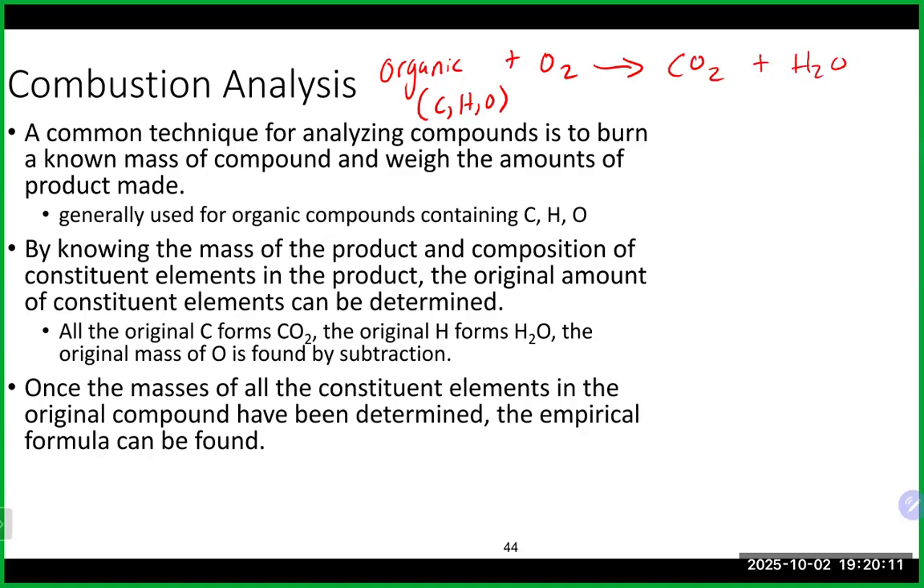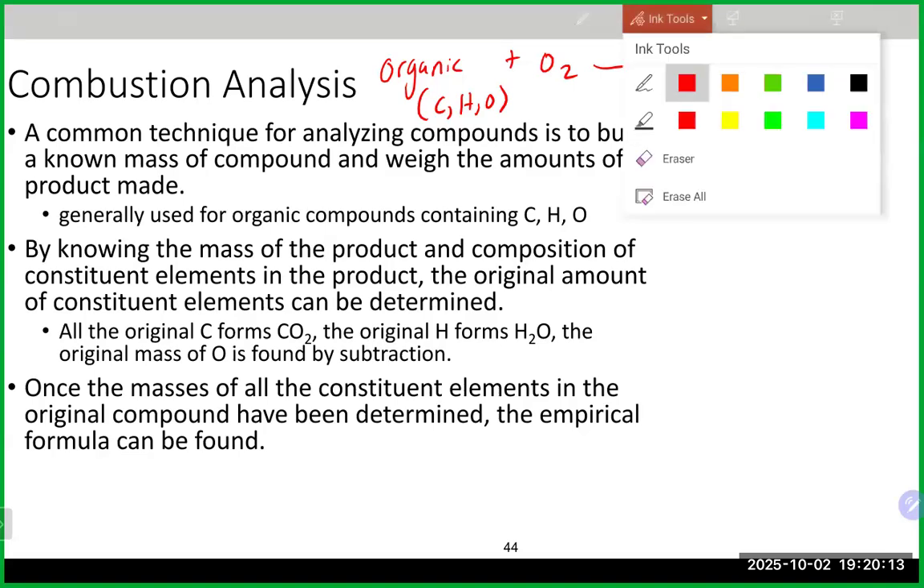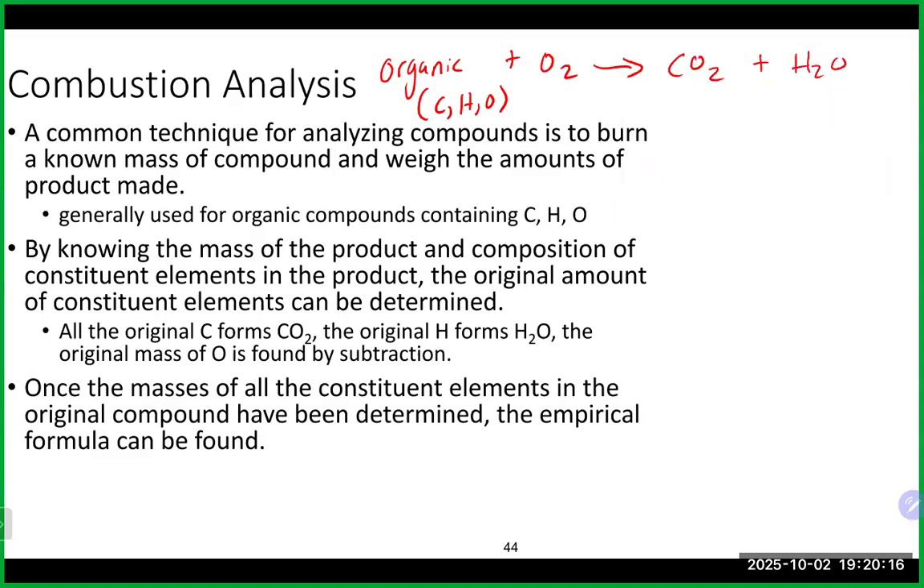Now, what happens during this process is we are able to collect the CO2. We're also able to collect the water that is being produced. From the mass of CO2 that you collect, you can figure out the mass of the carbon that you started with, because CO2 has carbon in it and nothing else has carbon in it.